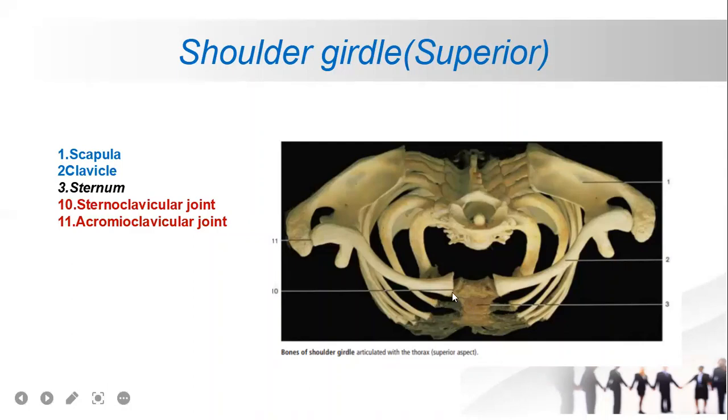So this is the articulation. Number 10 is the articulation of the clavicle and the sternum, which forms the sternoclavicular joint. Number 11, we have the acromioclavicular joint as well.